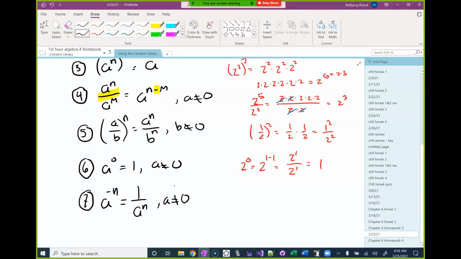So like 2 to the negative 1, I can think about negative 1 as just like 0 minus 1. And then using my property 4 in reverse, that's really 2 to the 0 over 2 to the 1. And then using property 6, 2 to the 0 is just 1. So I really just have the reciprocal, right?